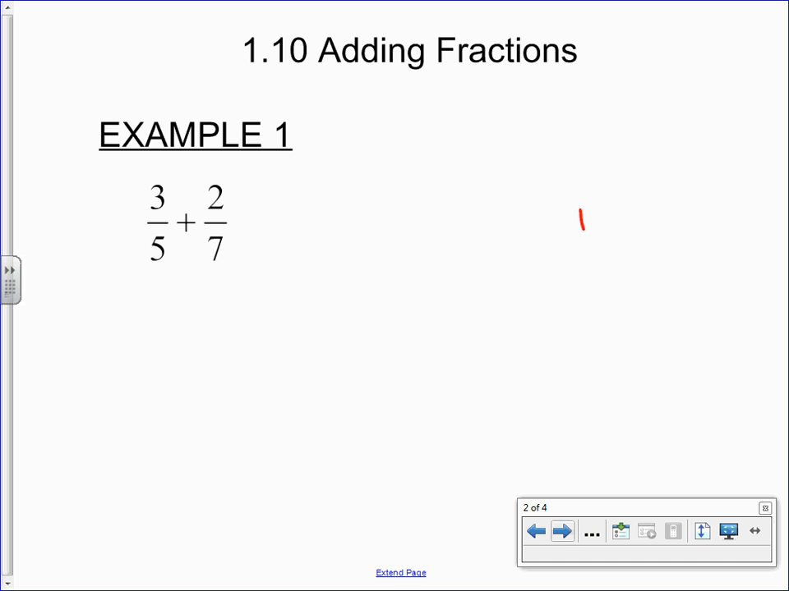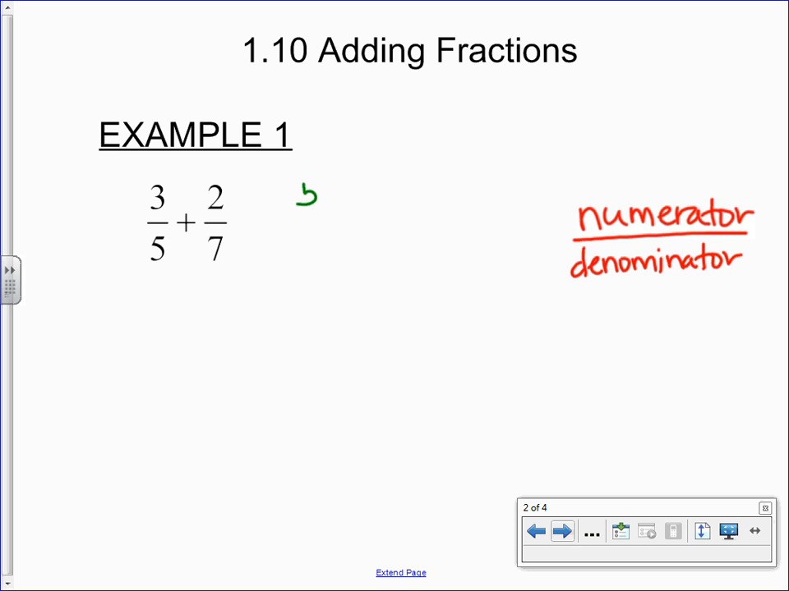Now, just to remember, I want to write down over here that a fraction is made up of a numerator over a denominator. I will be referring to these words during this lesson. So if we have 3/5 plus 2/7, we need to find a number that 5 and 7 both go into.